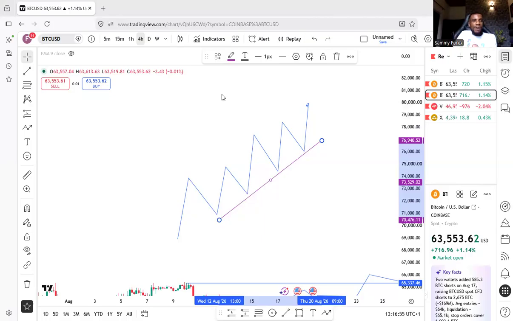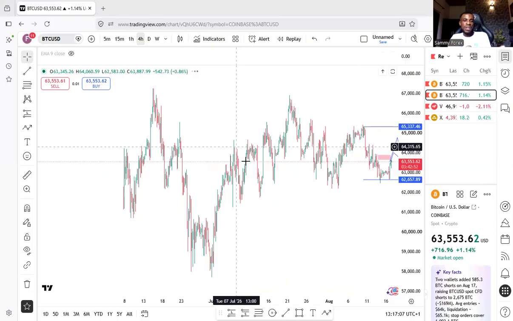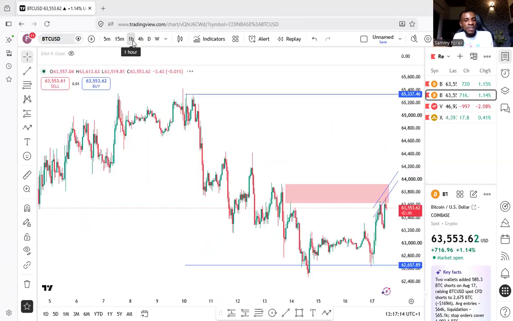So if you now go to your 1 hour, 4 hours, you might be seeing that people have given us a market structure shift to the upside. Let me continue. Now, in the 4 hours, for me, it's not clear. So what I will do is go to my 1 hour instead of the 4 hours.